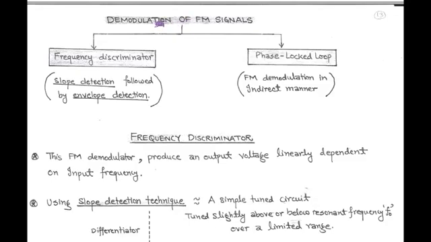Next, we are going to discuss demodulation of FM signals. There are two methods for the detection of FM wave. First is frequency discriminator and second is phase lock loop. In frequency discriminator, there is both slope as well as envelope detection. And the phase lock loop is the indirect method for the generation of FM wave, and it is a widely used method. So first we talk about frequency discriminator.